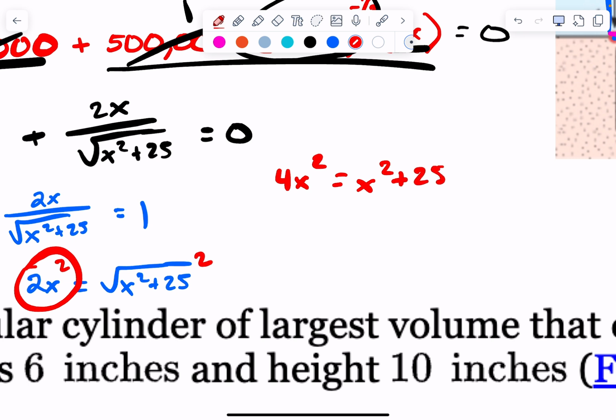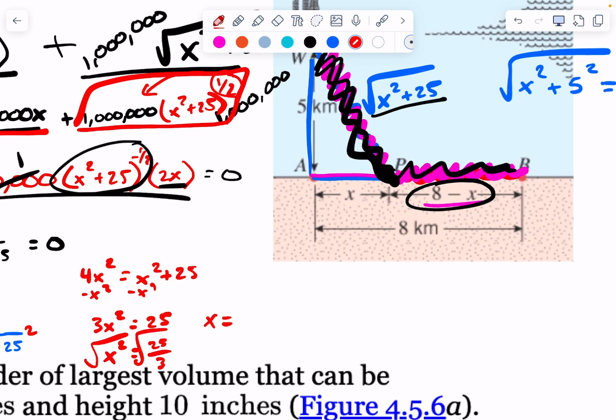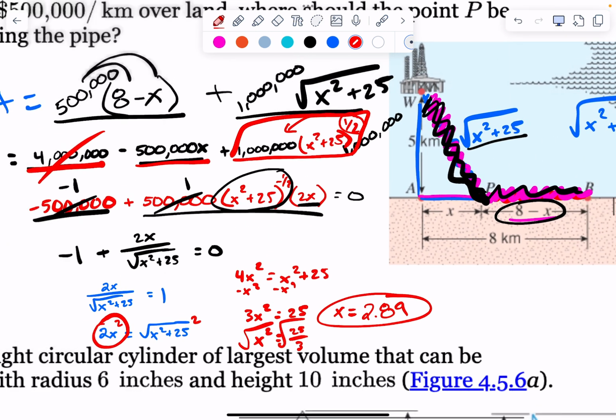Okay, we're getting closer. Subtract the x squared. We get 3x squared equals 25. Divide by 3 first. x squared equals 25 over 3, whatever that is. And we take the square root. We put the plus and minus, but x is representing distance, so it's only positive. What's the square root of 25 over 3? Give me like 2 decimals. 2.89. This is what x is. Woo! And that's the derivative set equal to 0.